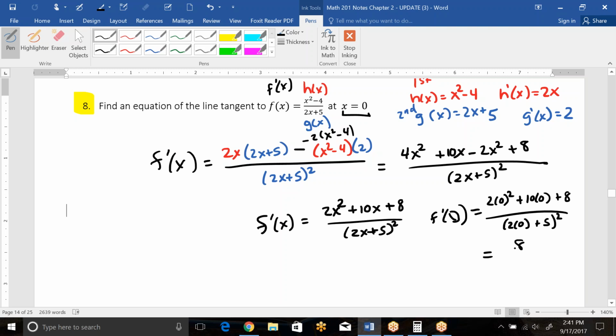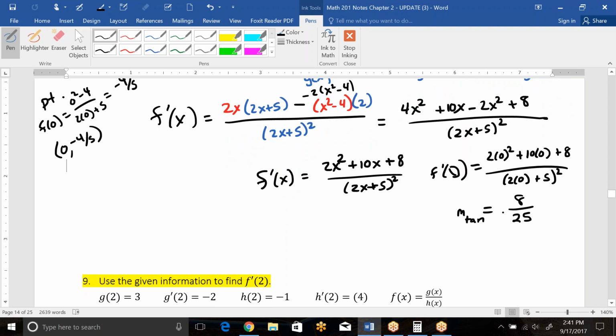The top is just going to be 8. The bottom is going to be 5 squared, because 2 times 0 is 0, but then you have to add 5 to it. So that's going to be 25. So that's my slope of the tangent. Now, they only gave me x equals 0. Remember, if I want the other part of my point, we plug the 0 into the original function. So that's going to be 0 squared minus 4 over 2 times 0 plus 5. That's negative 4/5. So the original point we are talking about is (0, negative 4/5).